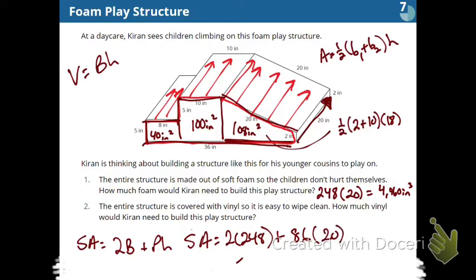Now, I heard someone saying, man, surface area is a lot of work. And it kind of is, but this is way less work, especially when you get all those spaces. So 2 times 248 plus 86 times 20. I got 2,216 square inches. And just by looking at my units, you know which one's volume and which one's surface area, right? Area is 2-dimensional, volume is 3-dimensional.